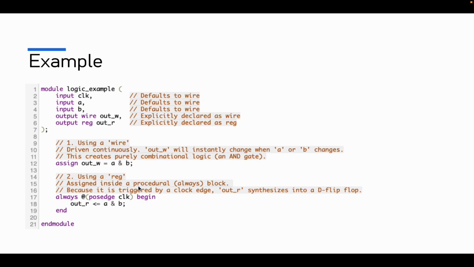You can see the example here. This is the example of why we have used wire here. Since we are declaring it outside a procedural block, we have declared it using a wire. Here, this is acting like a simple sequential logic. Whenever there is a positive edge of the clock, the inputs are multiplied, that is using an AND gate, and the output is stored in out underscore R. Since it has a register, it can store a value.